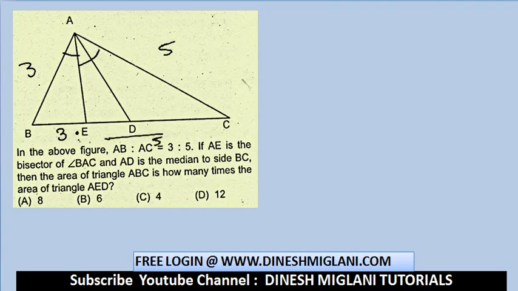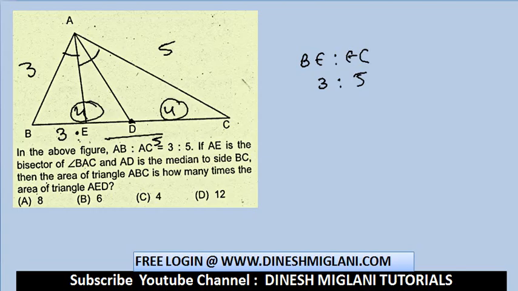Angle bisector, since we know that AB by AC equal to BE by EC, so this BE is to EC, we can say that is also in the ratio of 3:5. Now AD is the median to the side BC. AD is the median, it means total is 8. It means according to that this must be 4 and this must be 4, since D is the midpoint.